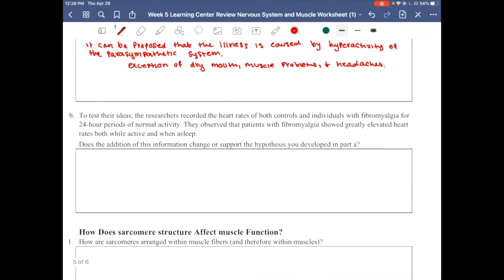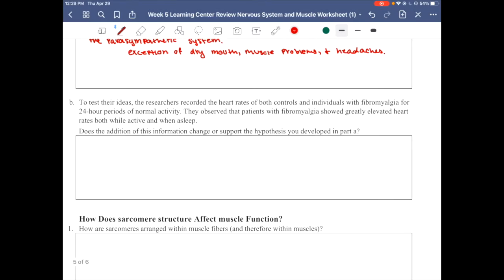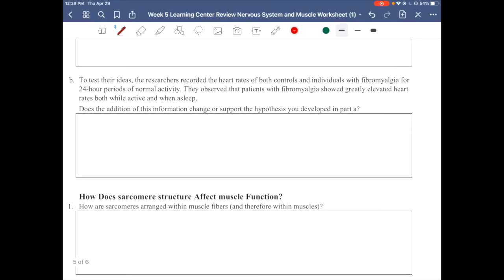All right, so to test their ideas, researchers recorded heart rates of both control and individuals with fibromyalgia for a 24-hour period of normal activity. They observed that patients with fibromyalgia showed greatly elevated heart rates, both while active and while asleep.